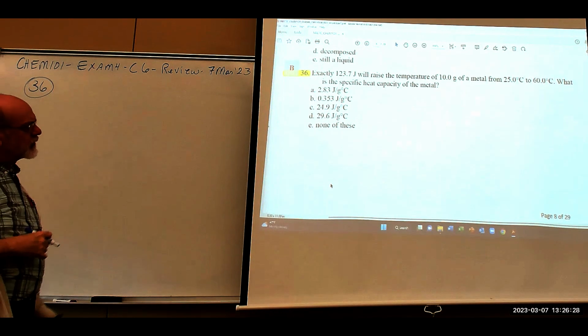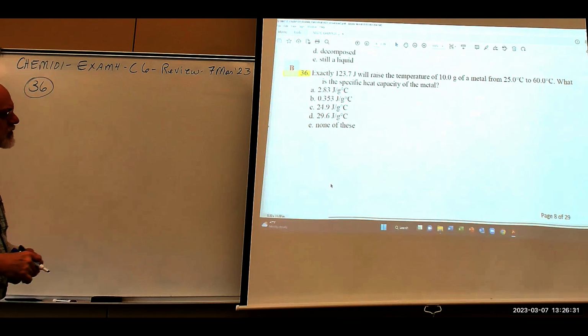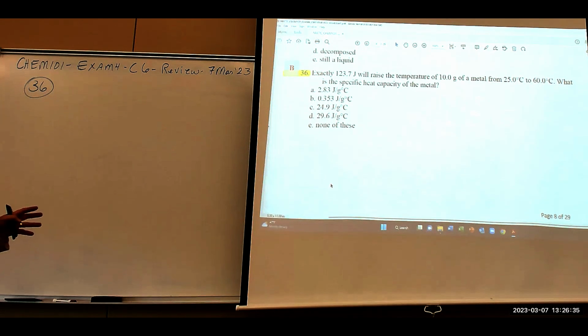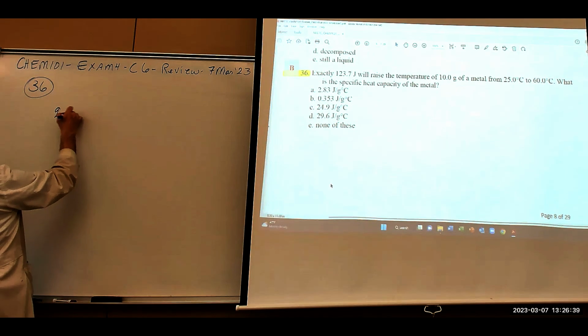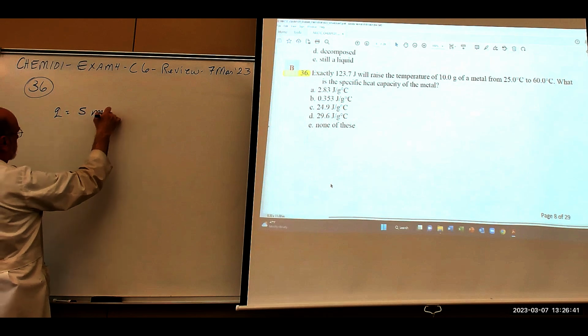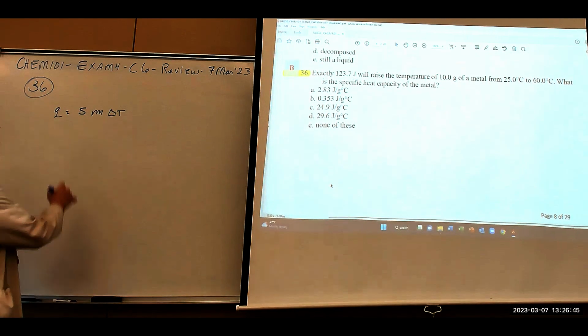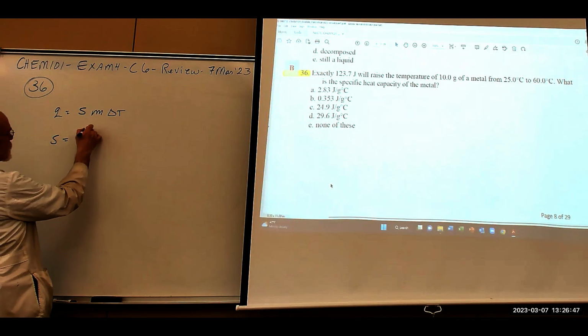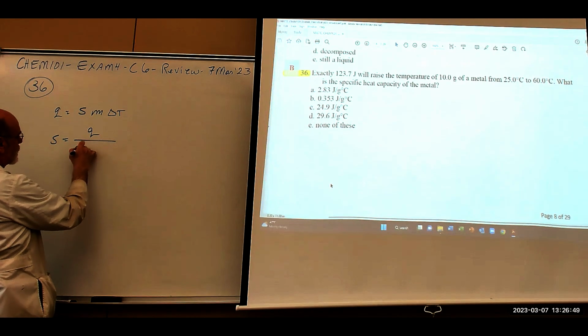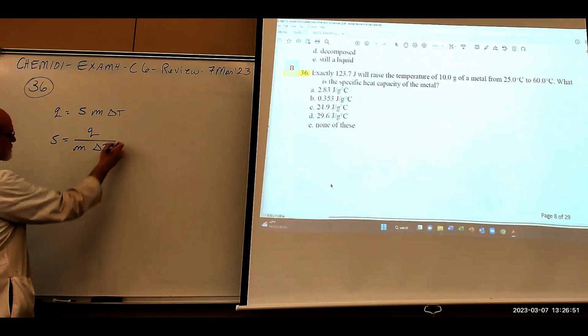Exactly 123.7 joules will raise the temperature of 10 grams of metal from 25 to 60. What's the specific heat capacity of the metal? This is a very simple calculation. You just solve for the unknown, right? S equals Q divided by M delta T.